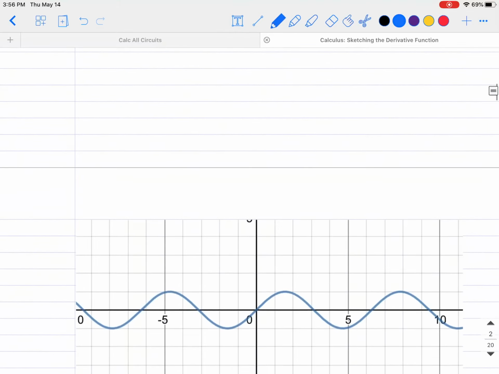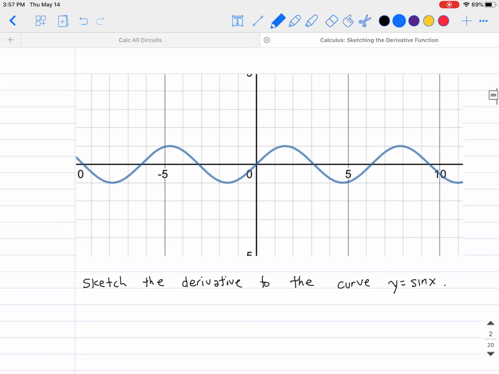Okay, let's go ahead and try a couple more just to see how this works out. This graph should look somewhat familiar to you because I'm asking: what is the derivative of the curve y equals sine of x? Now we couldn't come up with a way to solve for it algebraically, so maybe we can sketch it out using what we know already.